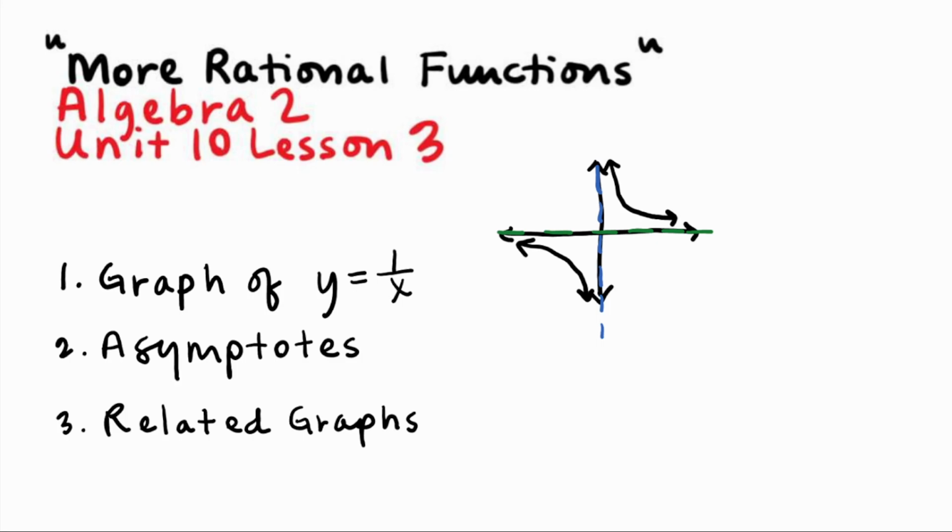But then we looked at related graphs, something like this function, and we saw that the 2 and the -3 just ended up kind of moving the graph around and changing the asymptotes. That all really went back to the ideas of domain and range that we've been talking about all along in this class.